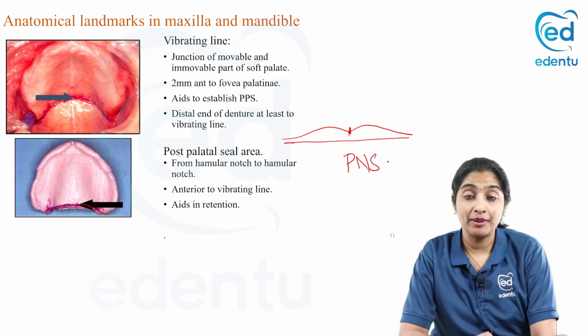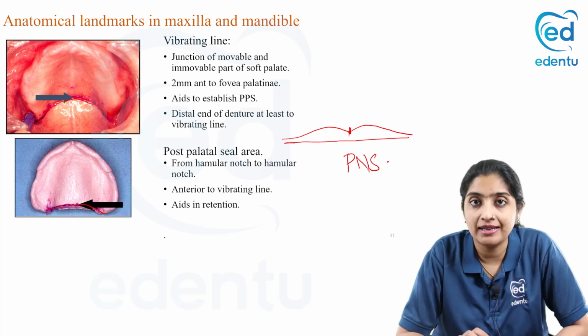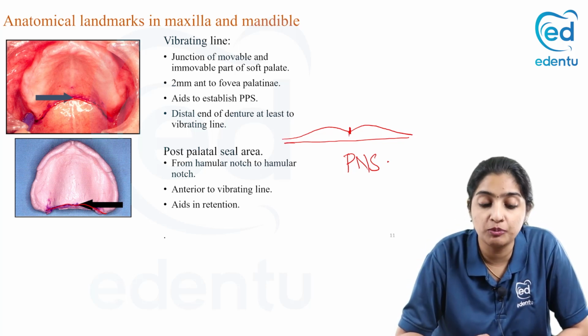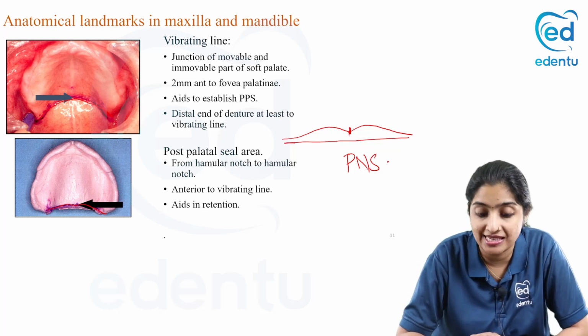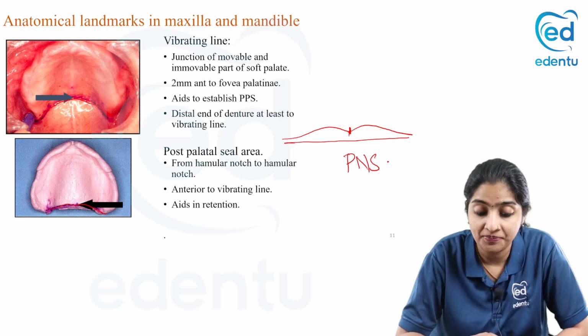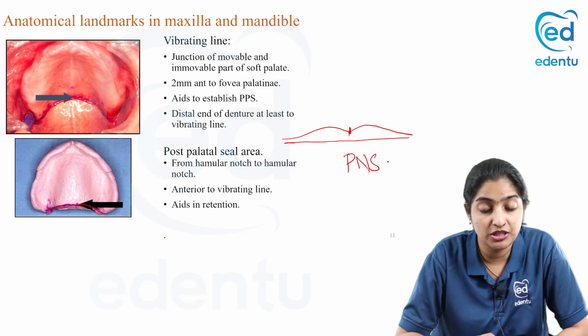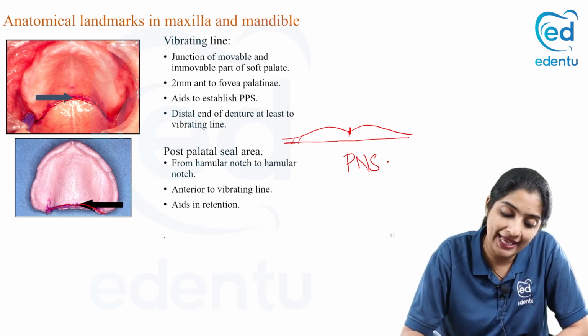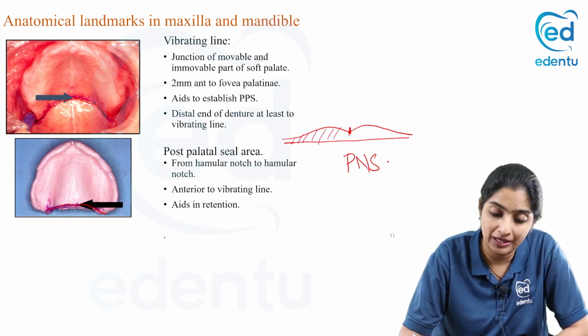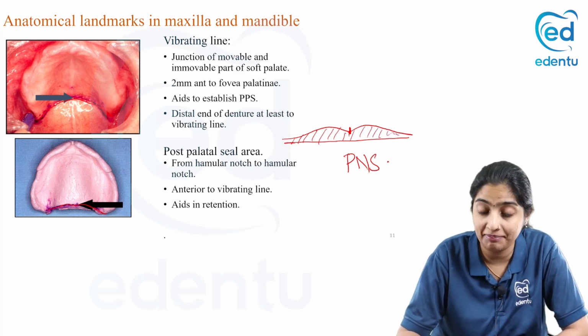Now, the vibrating line is an imaginary line. It is basically marked at the junction of the movable and the immovable part of the soft palate. It is 2 millimeters anterior of the fovea palatini and aids in establishing the PPS. The distal end of the denture must at least be touching the vibrating line. So, this whole area between the anterior and posterior vibrating lines is called the posterior palatal seal area.